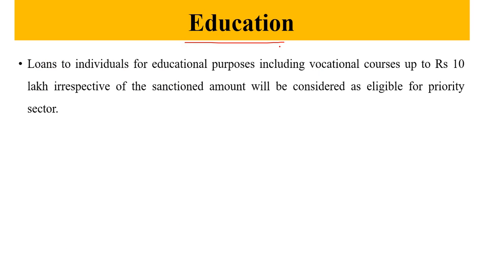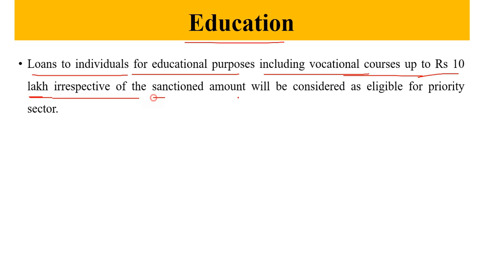Next is education. Loans to individuals for education purpose, including vocational courses. If a student wants to study abroad, loans are given to the education sector also, to the individual, up to 10 lakh rupees. Loans to individuals for educational purpose including vocational courses up to rupees 10 lakh, irrespective of the sanctioned amount, will be considered as eligible for priority sectors. So even education is coming under priority sector.